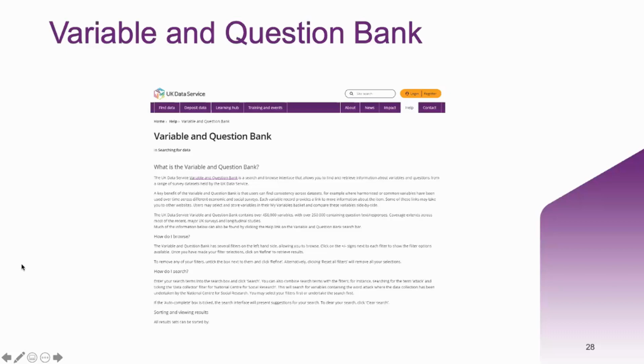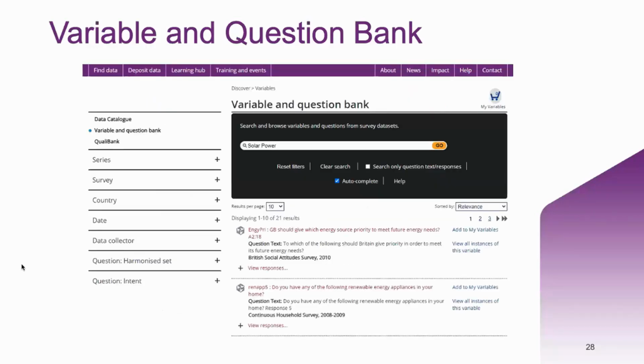Another approach you can use to search for specific phrases is our Variable and Question Bank. Again, you can find this by going to Help, and then within searching for data, there's the hyperlink to the Variable and Question Bank. This is an interface that allows you to find and retrieve information about variables and questions from survey data sets held by us. This is an example of what it looks like. I've searched for the term solar power, and what's good about the question bank is that you may not find many data sets that have the term solar power in the title, but this option allows you to locate data that contain questions or modules regarding your chosen topic, solar power in this example. So this returns results that you may not have considered if you were just scrolling through data set titles within the main data catalogue.